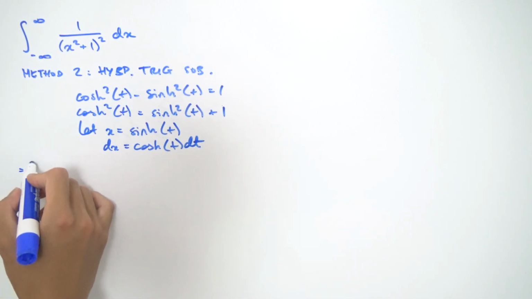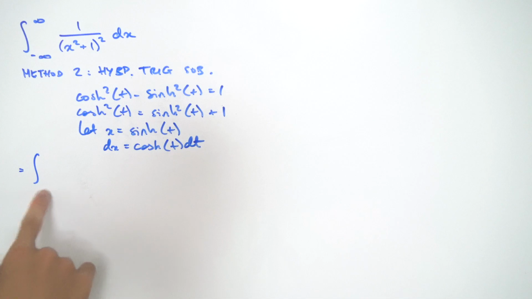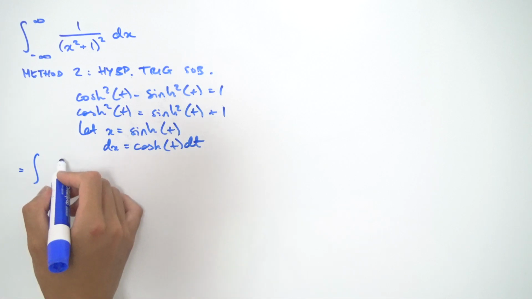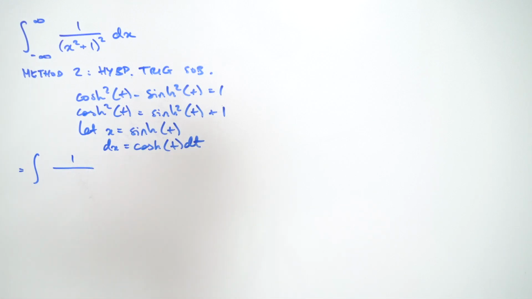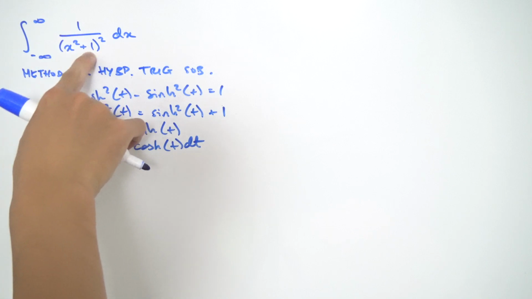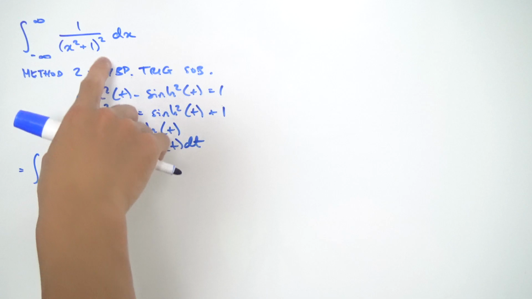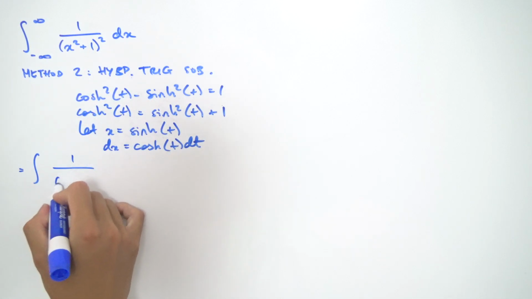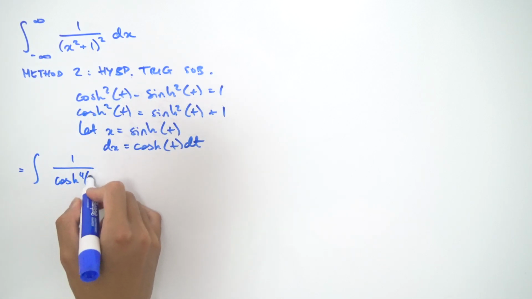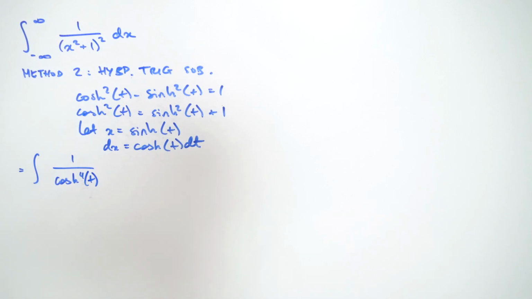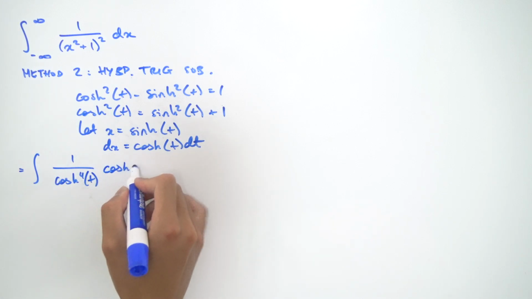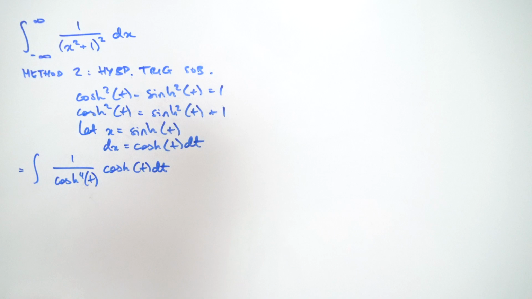So this is going to give us the integral. Again, we'll worry about the bounds later on, but we're going to get 1 divided by, now remember, in here that's going to turn into cosh squared of t because of this identity. And since we're squaring everything, in fact, we're going to get cosh to the 4th power of t. And our dx is going to turn into cosh of t times dt.